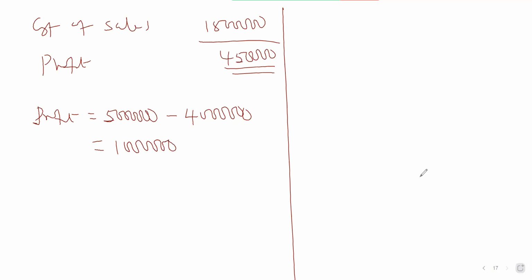What is the percentage of the work completed? 45%. So it means that you have to recognize only 45% of the profit for this year. And that will give you 450,000. So this is another way of calculating the profit. But the question says you show revenue. So we have to calculate the revenue, calculate the cost of sales, find the difference, and you get your profits.